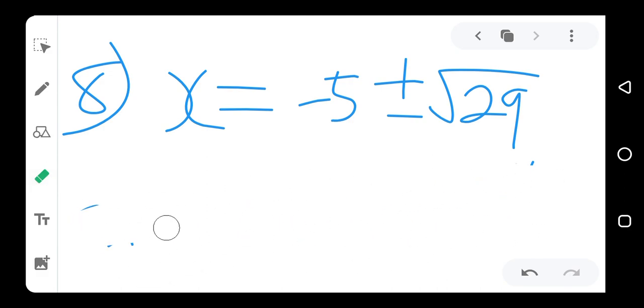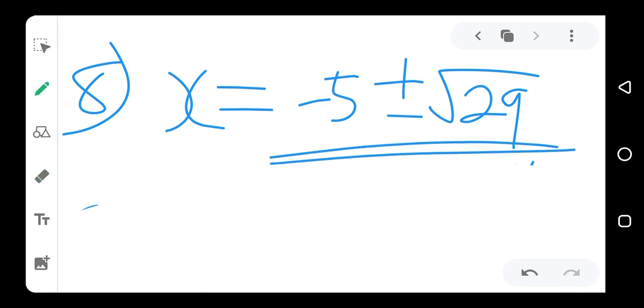So this is the value. Now, assuming we know the square root of 29, we can simplify further. But since we don't know it, or we cannot find it easily, we can leave it as this. So this becomes our final answer. If you have a calculator, we can find the square roots and simplify it further. So this is the final answer.